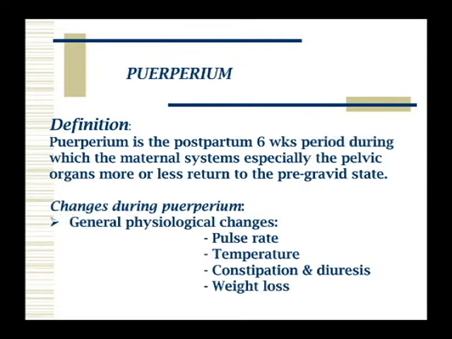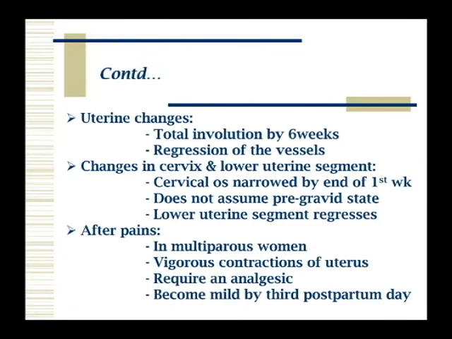So what is puerperium? Puerperium is the postpartum 6 weeks period during which the maternal system, especially the pelvic organs, more or less return to the pre-gravid state. Before the pregnancy, how were the pelvic organs? That's the time it takes, around 6 weeks, to come back to normal. So what are the changes during puerperium which happen normally? Physiologically, there are changes in terms of pulse rate. There is increased pulse rate, temperature, constipation, and diuresis may happen. Weight loss could be there.